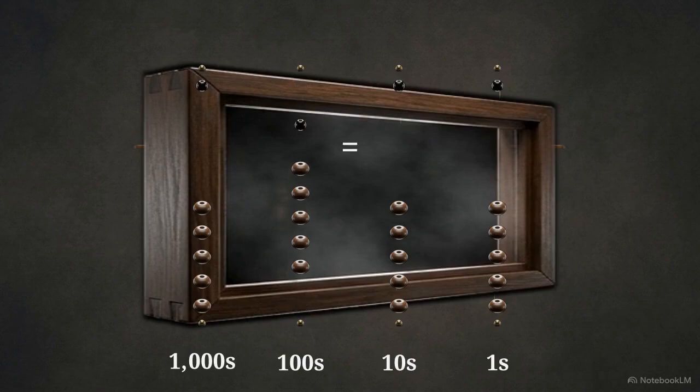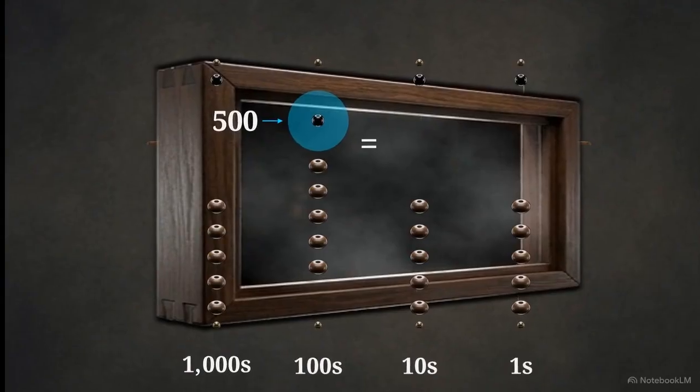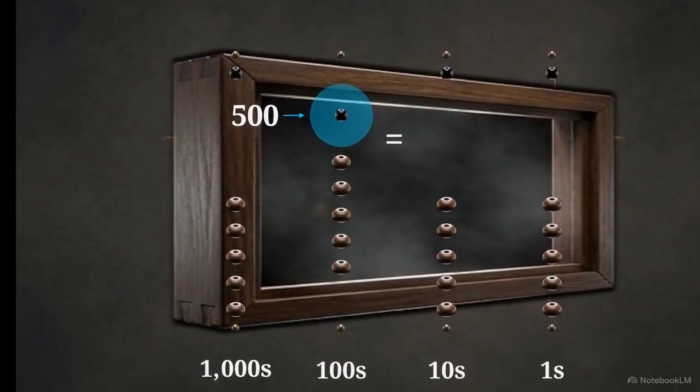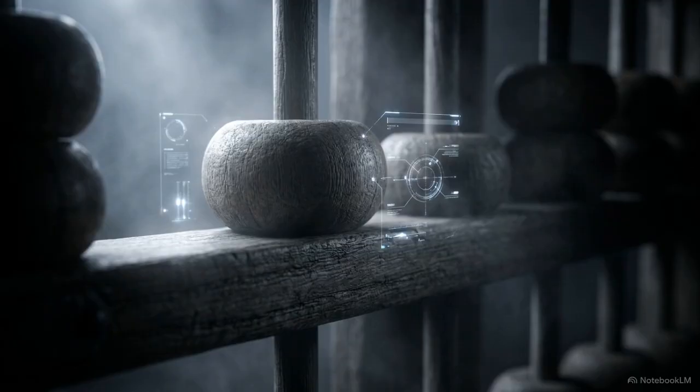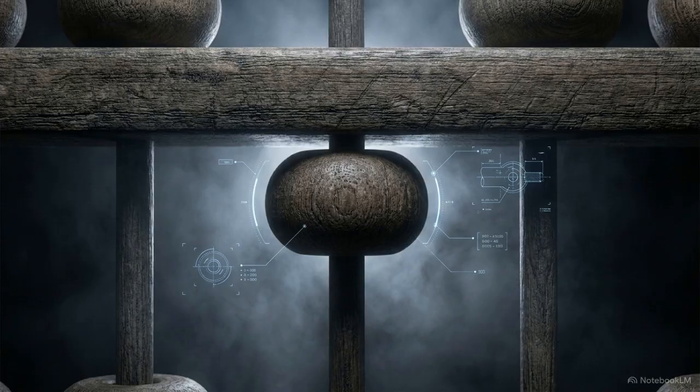A single upper bead equals 5 lower beads on the same rod, meaning one upper bead in the hundreds equals 500. To record these values, a bead must be physically pushed against the central horizontal bar. Until it touches that divider, it is not considered counted and possesses a value of 0.